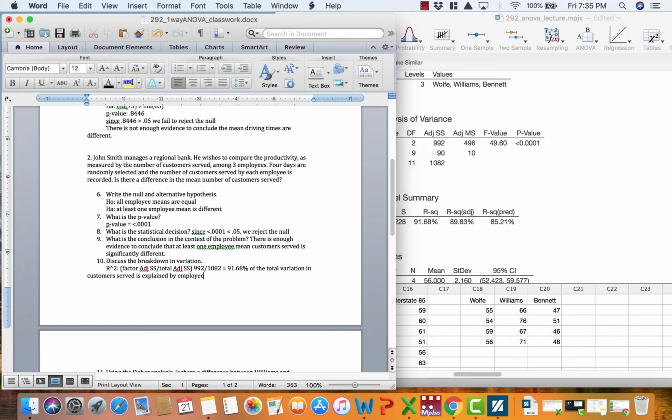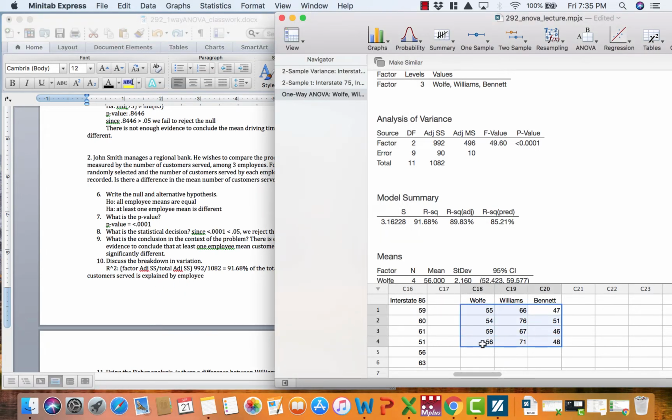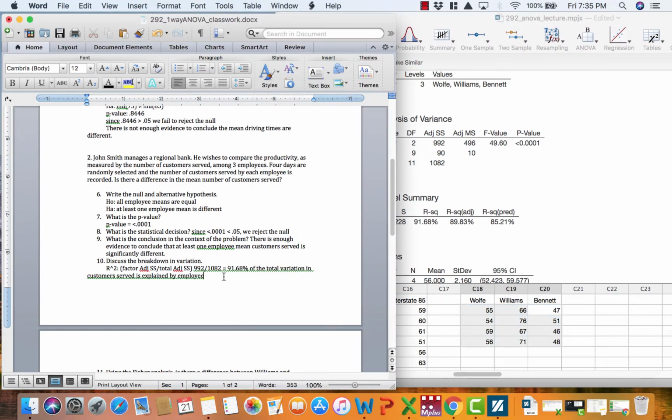All right, and from an analyst standpoint, that's phenomenal. The fact that nearly 92% of the variation in these numbers is explained just by Wolf, Williams, and Bennett. That leaves some percent unexplained, right? So 1 minus R squared will give us the unexplained variation.